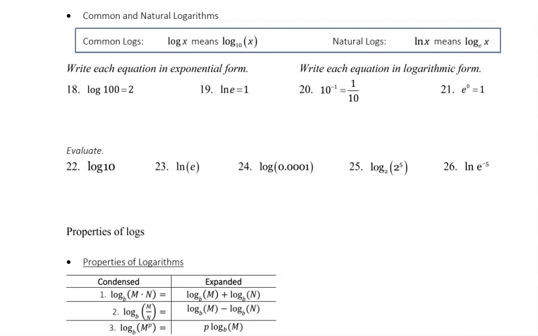Hi everyone, so this is going to be part 2 of our logarithms. It's going to talk about some common and natural logarithms and how those are represented, and then some properties of logarithms, specifically how to condense and expand logarithms. So first off, we're going to talk about the common and natural logarithms.